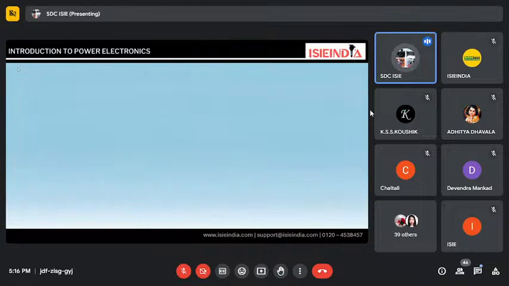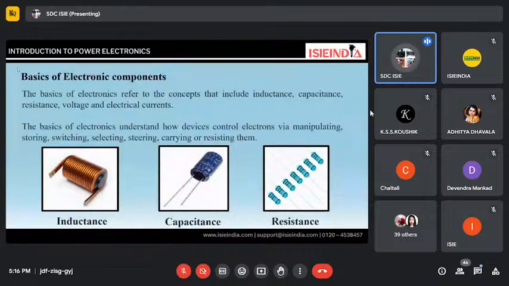Okay, so I start with the basics. Whenever we talk about electronics, inductance, capacitance, and resistance always come to mind. These are the basics of electronics. They are layman's terms for electronics engineers and electrical engineers. We are using them for switching, storing, steering, and resisting, and they have different functions, and we use those functions to provide safety for the electronic components.